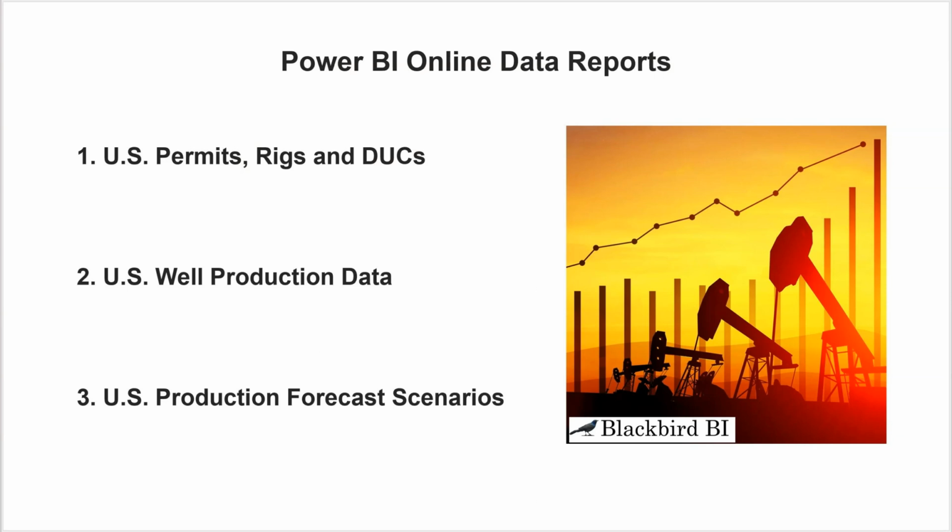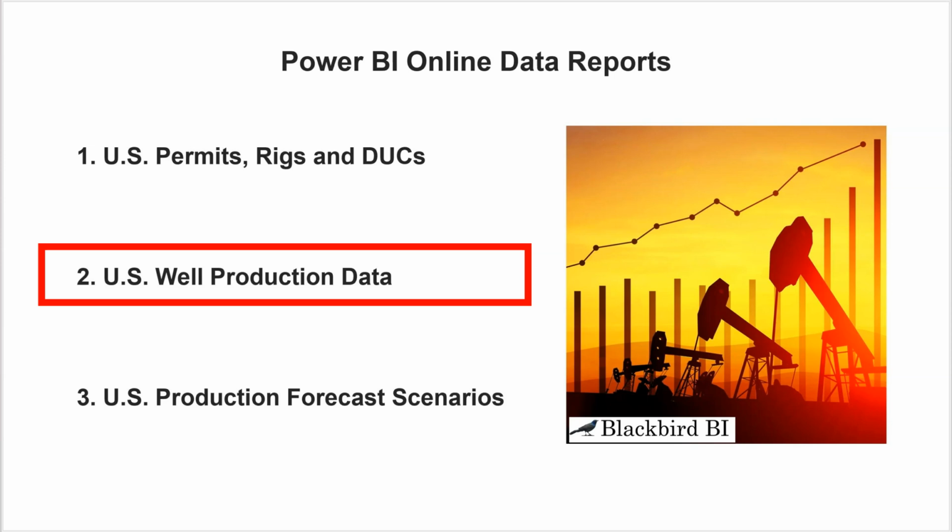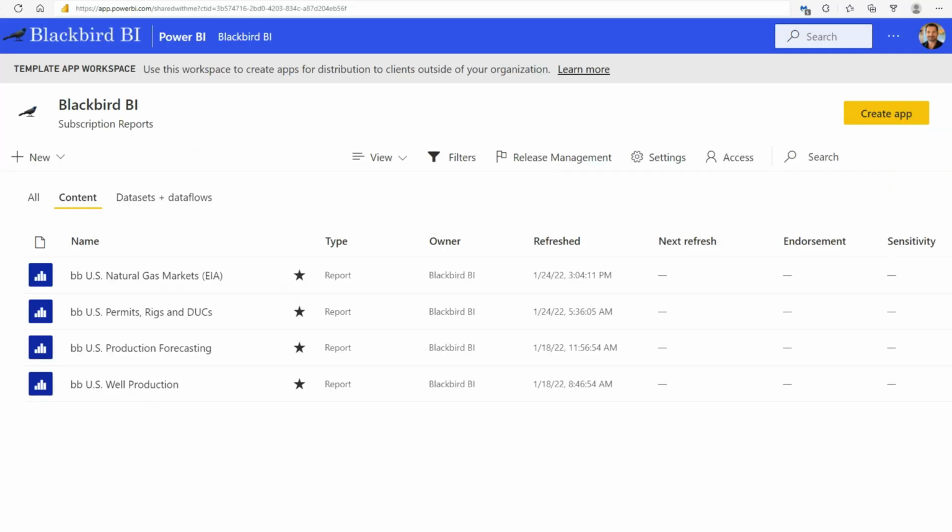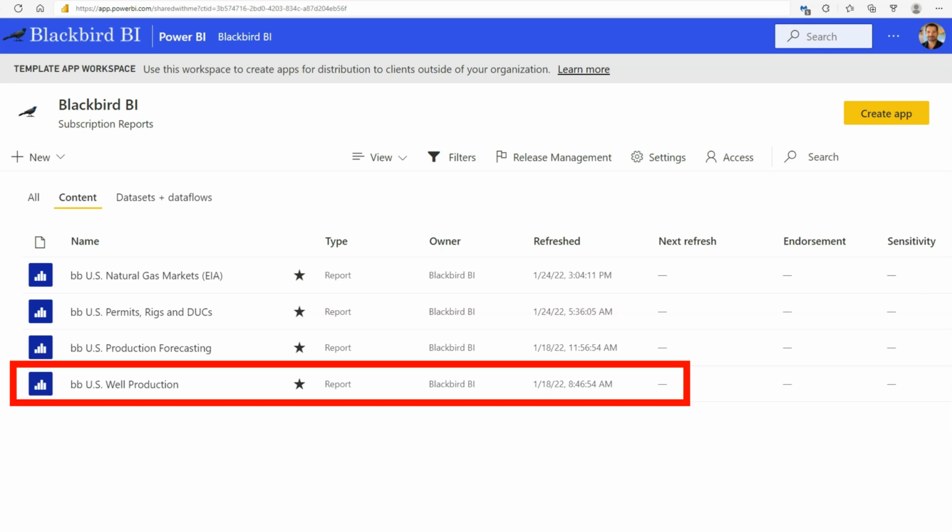This video shows a typical use case for Blackbird's Power BI data platform. We'll now look at oil and gas production data for a particular operator and lease. Users get to this data platform through a link on the login page at blackbirdbi.com. For these answers, we'll click on this Power BI online data report called US Well Production Data.